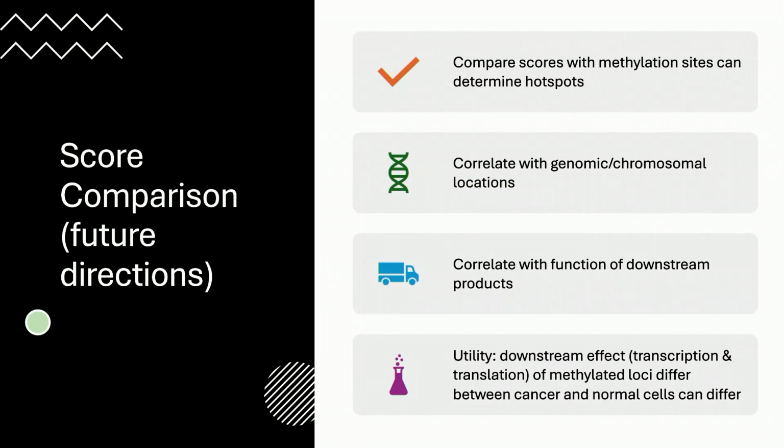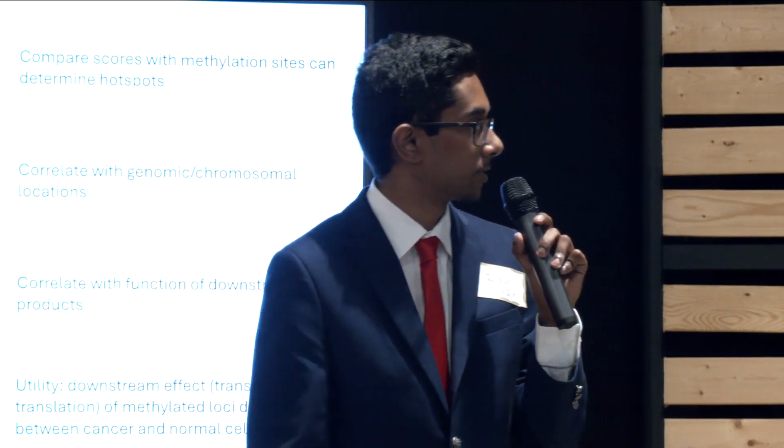Okay, thank you, Nick. So in terms of the future directions for our project, the first thing that we need to do, like he said, is to compare the scores that our AI model generates with experimentally verified methylation sites in order to determine methylation hotspots that in the future can be used to predict cancer survival simply based on whether or not a patient's genes are epigenetically modified in a different manner compared to non-cancer patients.